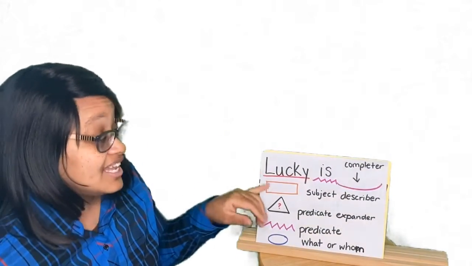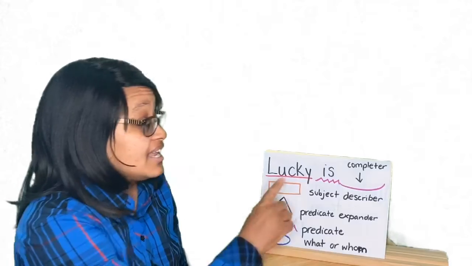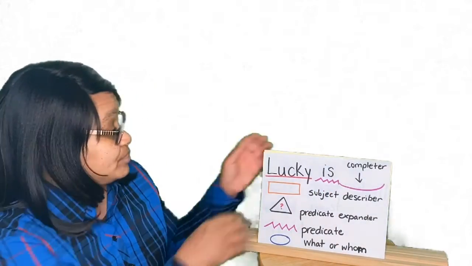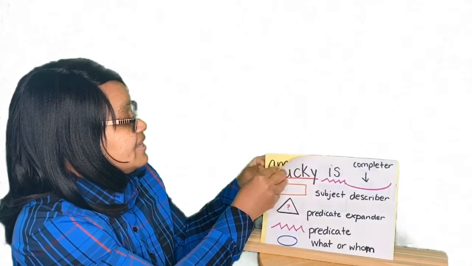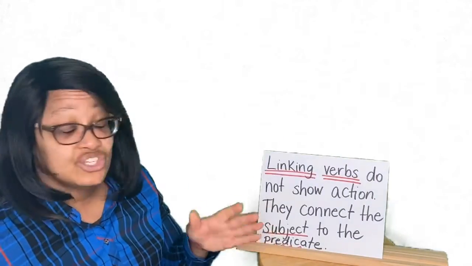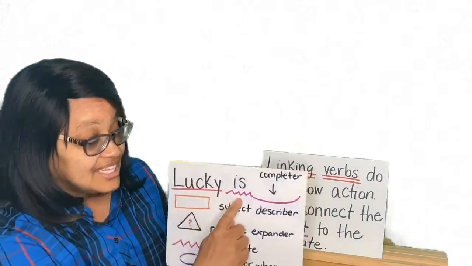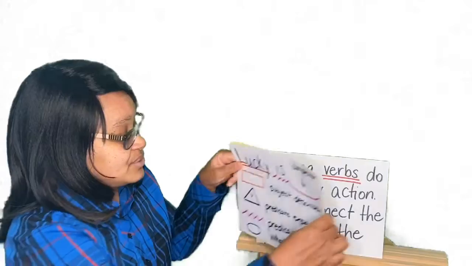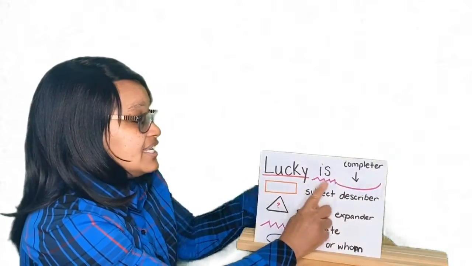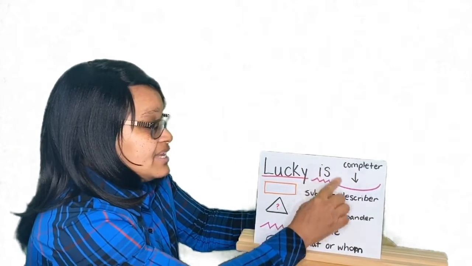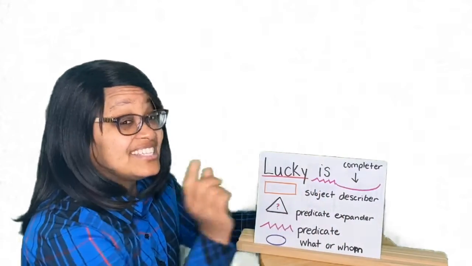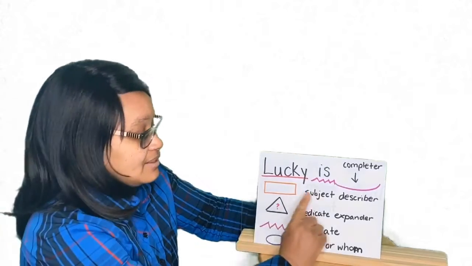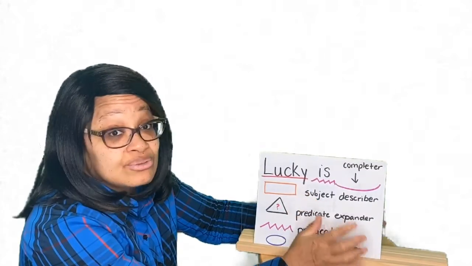We have Lucky. Lucky is. So is our linking verb. So remember we said linking verbs do not show action. Lucky is not really showing an action. They connect the subject to the predicate. So Lucky is. This is going to be a connector, and it's going to connect to something that completes the sentence. So Lucky is maybe a subject describer.